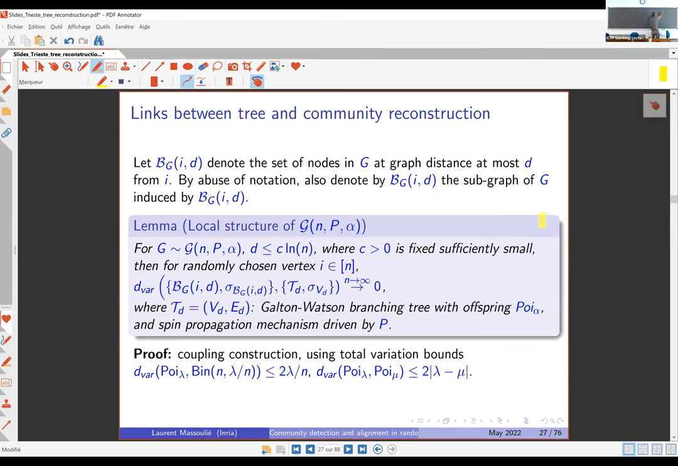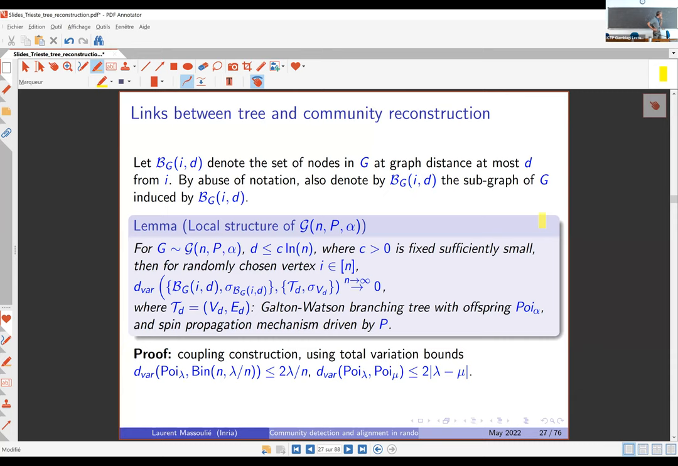Now you can attach to each node their spins, and it turns out that you get a tree with nodes decorated by spins. If you take d not too large, so for instance take d as a constant times log n for a graph with n nodes, then the tree that you get here will be, in distribution according to the distance in variation, very close to the law of the multi-type branching tree we were considering before. If I consider the offspring distribution that is Poisson with parameter alpha, which is my parameter for the average number of neighbors, and if I take the very same P matrix for the propagation mechanism of offsprings.